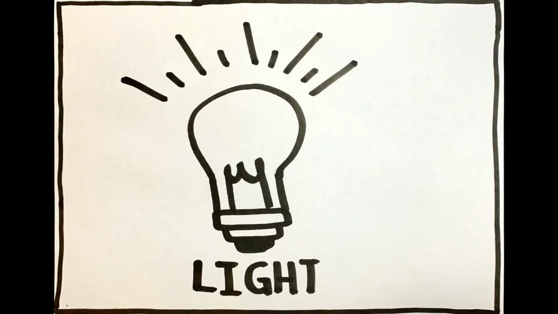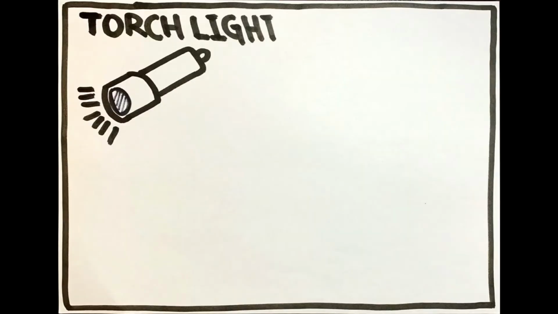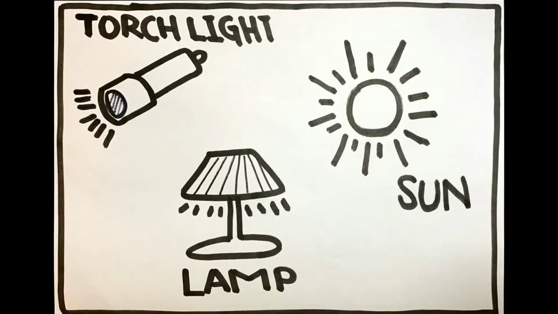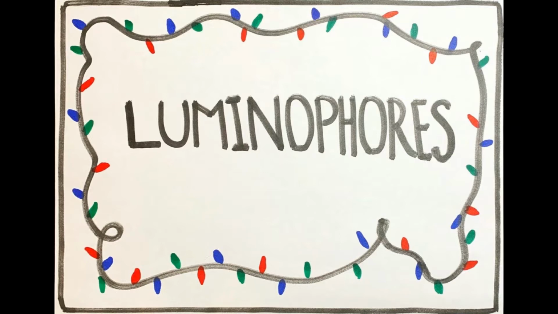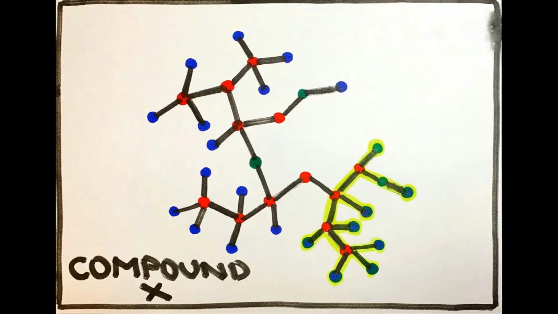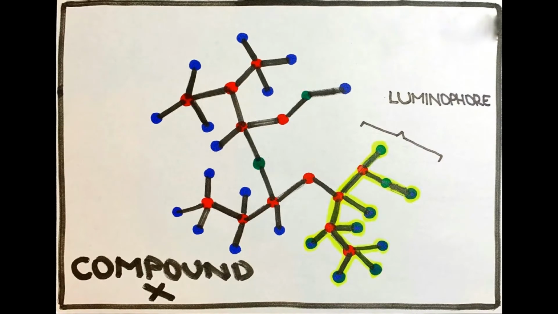Throughout the years, light has always been of crucial importance to humankind. For example, your torchlights, your lamps, and even the sun itself. These are some examples. In the world of science, the emission of light in the form of fluorescence occurs from luminophores. Basically, a luminophore is a functional group or atom present in a chemical compound, and it's responsible for its luminescent properties. Take for example, compound X. The molecule you see brightly lit is termed the luminophore, and is responsible for the compound's fluorescence.